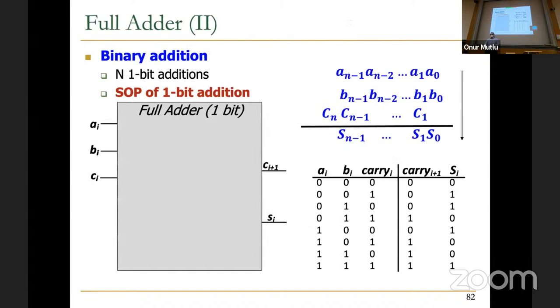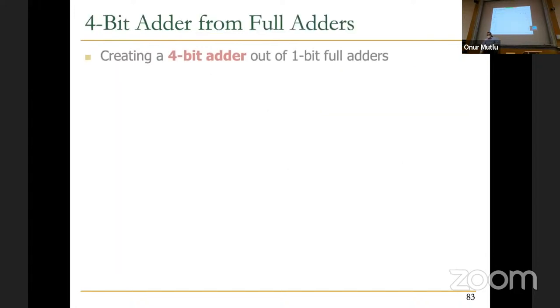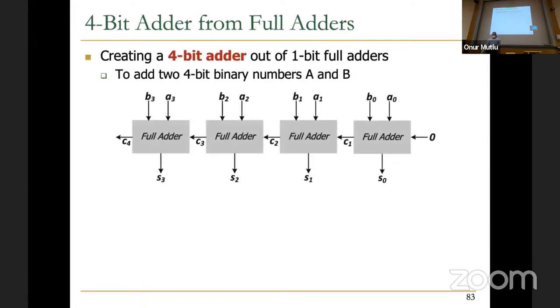But let's build some bigger adders. Normally you don't use one-bit adders. You use 4-bit numbers, 16-bit numbers, 32-bit numbers, 64-bit numbers. The question is, how do you do that addition? This is a 1-bit adder. If you want to create a 4-bit adder, you have two 4-bit numbers. You basically chain four of these full adders.